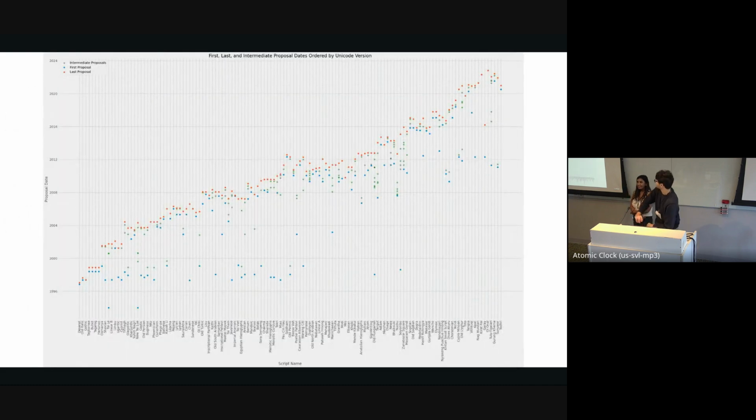So blue is the pattern of first proposals through the years. On the y-axis you have years, and on the x-axis all of the included scripts that we have so far. The red is final proposals, and green is proposals in between. That one's more of a visualization than any pattern.